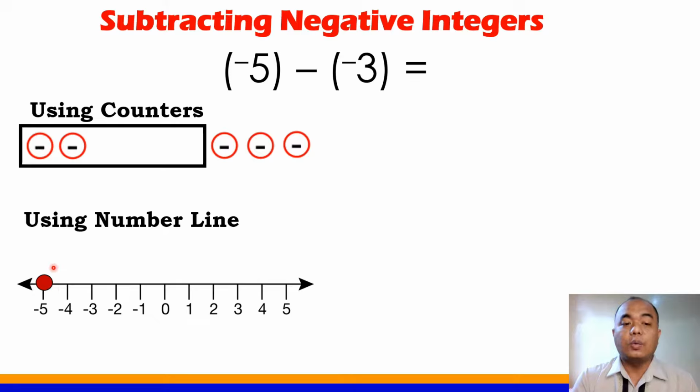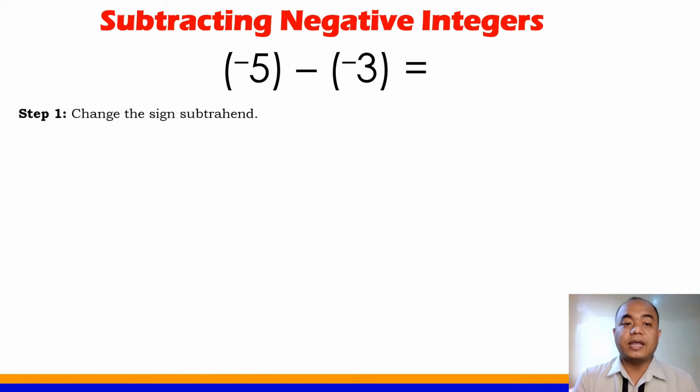And to do that, we have to move 3 units to the right. Okay? So that will represent negative 3. So this is 1, 2, 3. So you notice? Yan. Our final answer here is negative 2. This time, let us use the third method. So just like we did earlier, take note with the step. Okay, this is the common way in solving this problem.